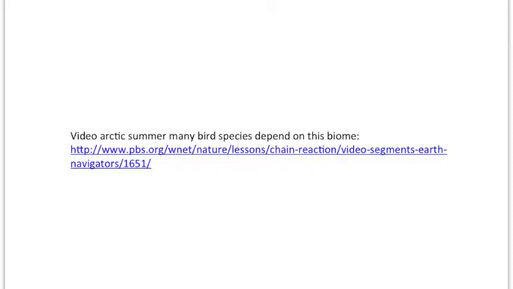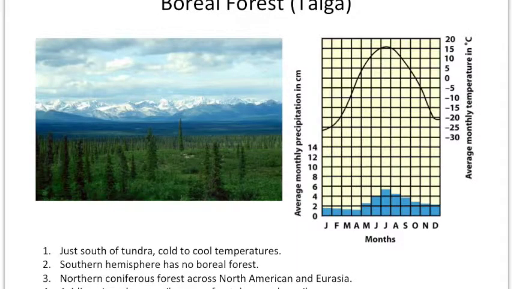The next biome is the boreal forest biome, and these occur just south of the tundra type biomes. These again are very cold biomes. There are no boreal forests in the southern hemisphere. The winters can be very severe in these locations. The precipitation varies, but generally you're having less than 50 centimeters of precipitation per year.